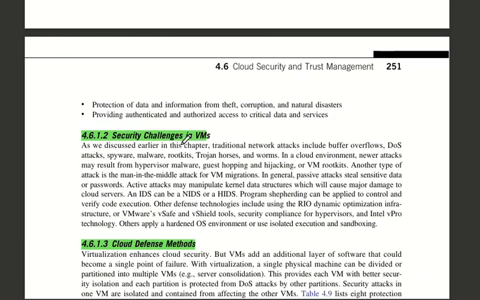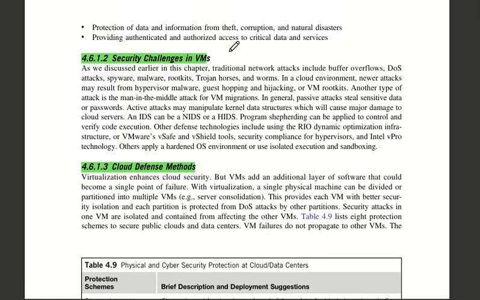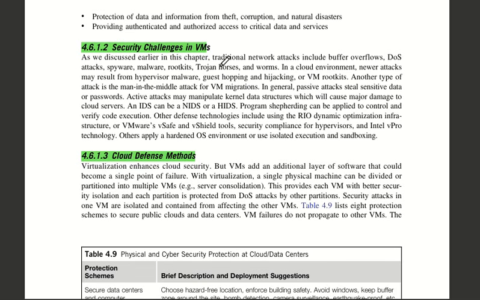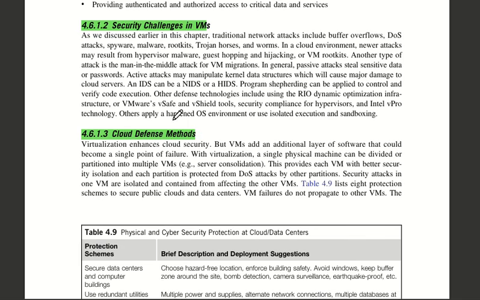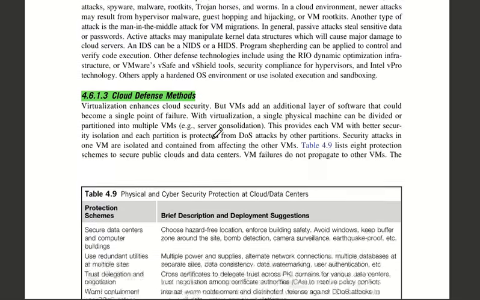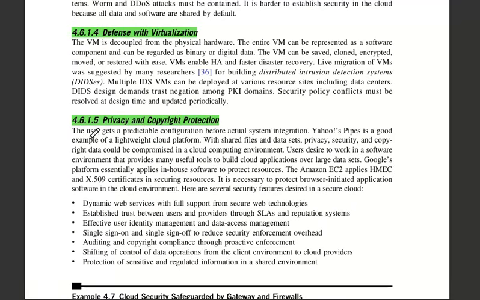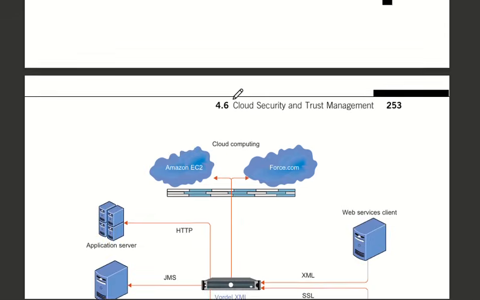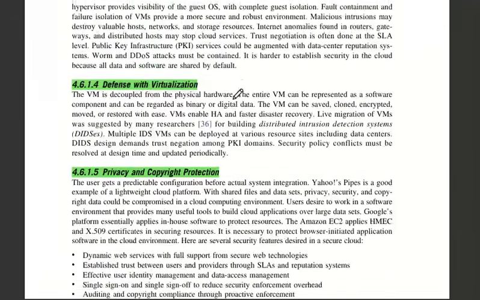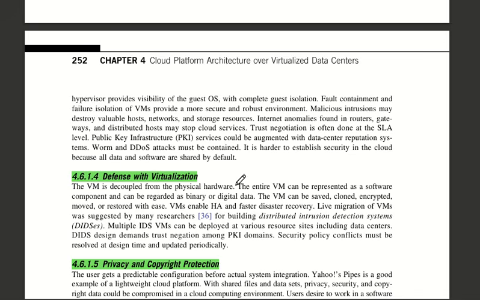And the second one is security challenges in the VMs. This has already been explained in the previous concept, security challenges and virtual machine security. In that concept we have discussed it. Then the third one is cloud defense methods: defense with virtualization, privacy and copyright protection. These are the strategies. Five strategies.